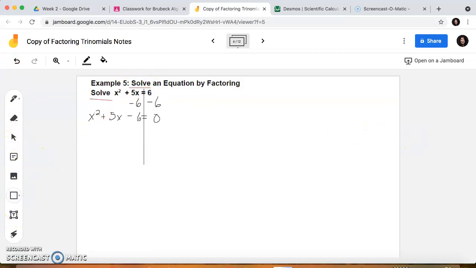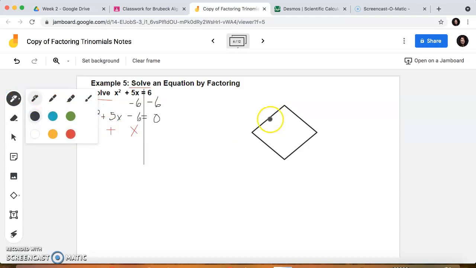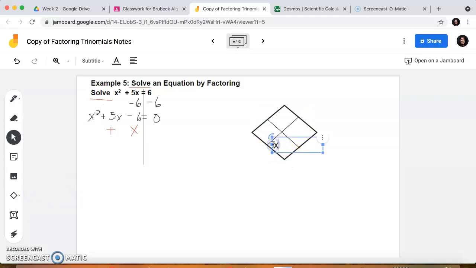We're still going to do the diamond method like we did before. So I'm still going to make my diamond. I need to find two numbers that multiply to equal a negative 6 and add to be a positive 5. I'm going to make my t-chart again down here.